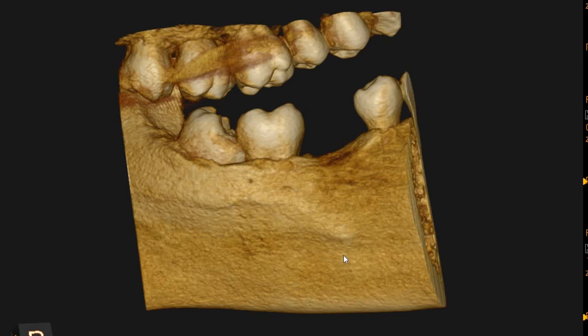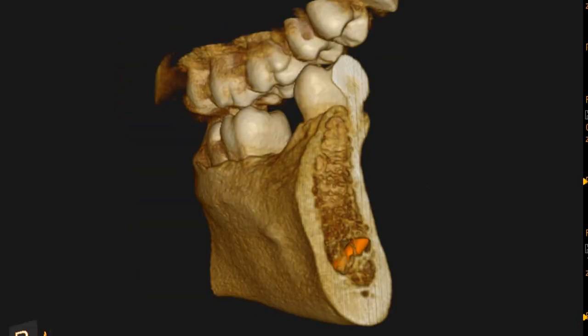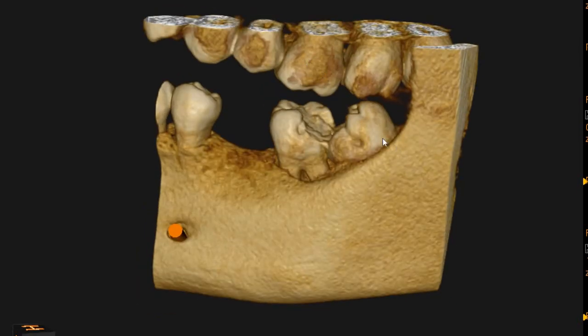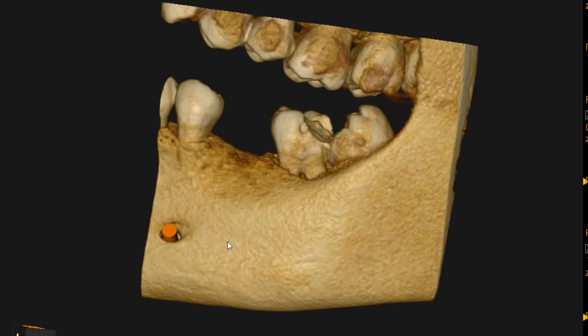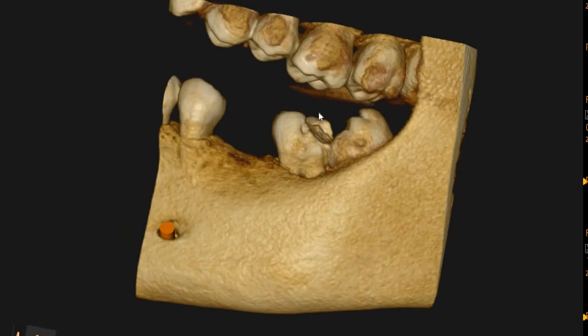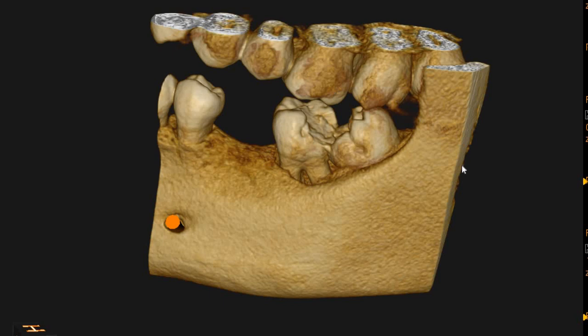This is the CBCT of the patient that you had requested. The area of interest highlighted to us is the lower left first molar, second molar, and third molar. The first molar is an edentulous ridge. The quality of the bone looks adequate. The second molar and the third molar appear to be grossly carious.